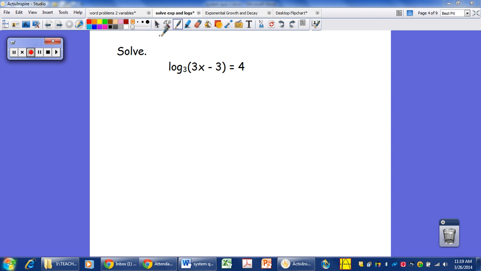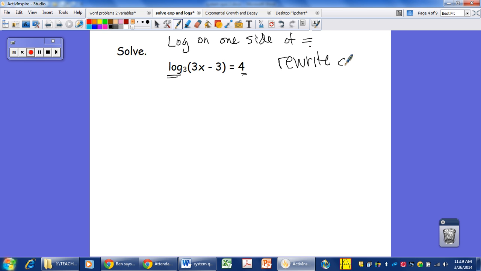Hello, now we're going to solve some logarithmic equations, and there are two different types of logarithmic equations. There's this family, where we only have log on one side of your equal sign. So notice over here we have the word log, and over here we have a number. Okay, so whenever we have log on one side of the equal sign, we want to rewrite this as an exponential.